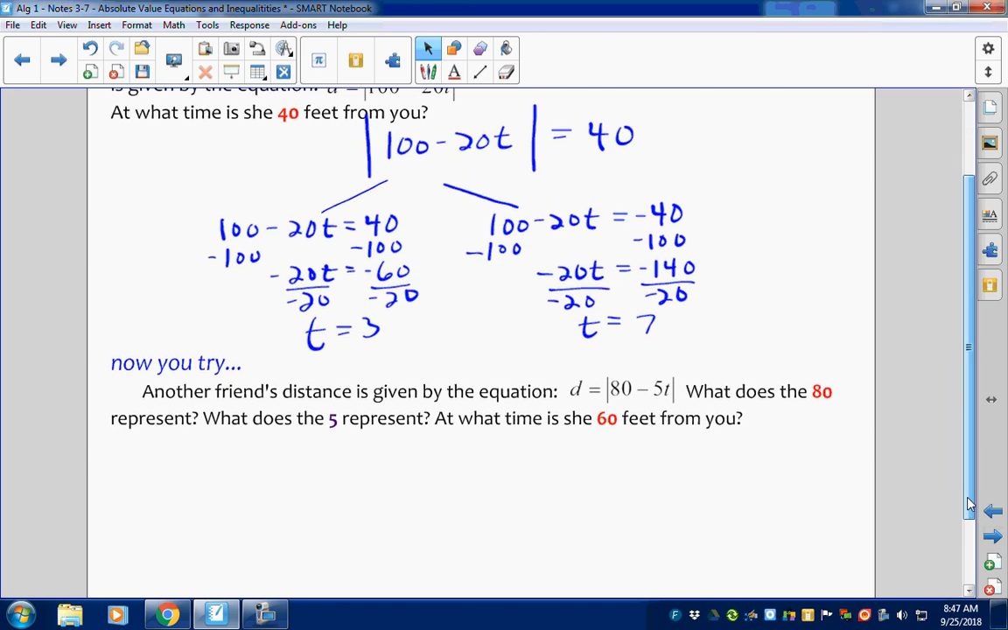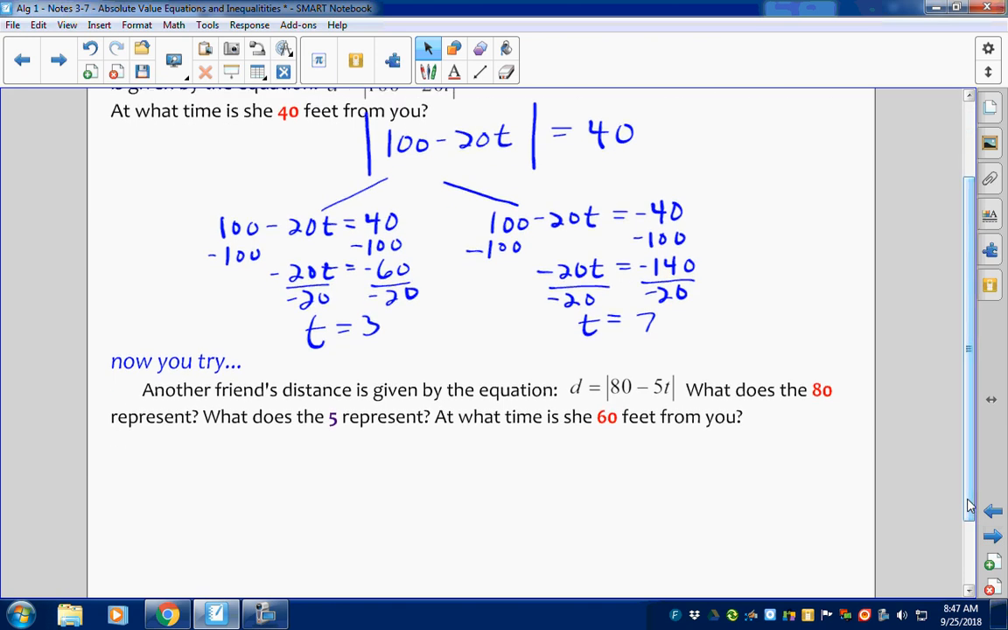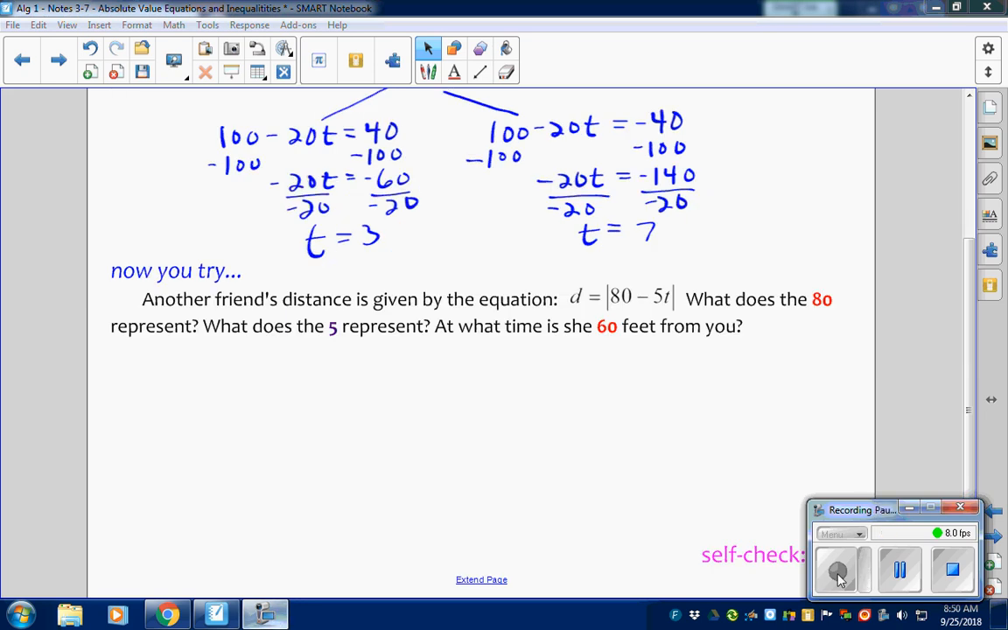Okay, why don't you try this one, the now you try here. Give you a minute to... So yeah, you should have gotten t equals 4 and t equals 28.